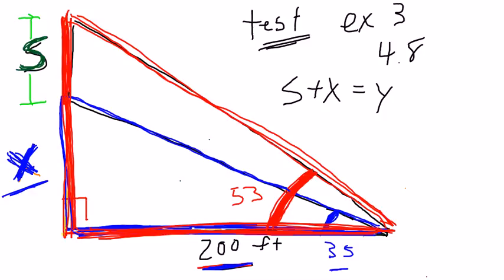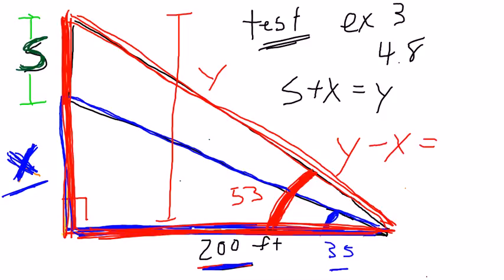Why would we want to solve for this far side, Y? I'll write it right here. Well, if I know Y, and I can find X, I can subtract them to get S. Okay? Because S plus X equals Y. So then S must equal Y minus X. All right? So the first thing we're going to do is we're going to solve for Y.